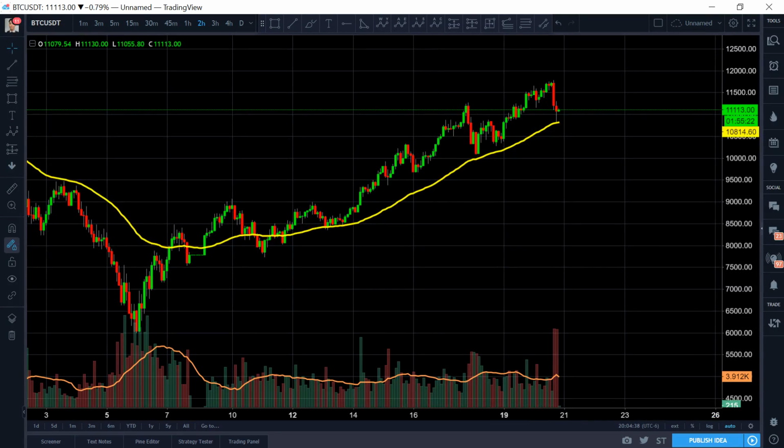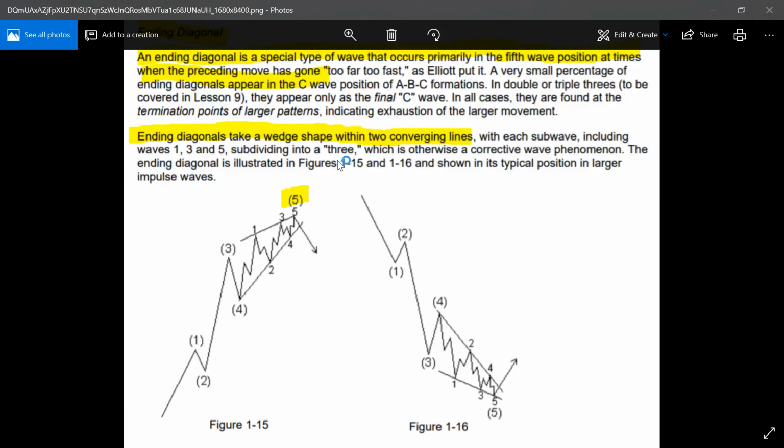I'm just going to pull up my Steemit here to review what we were talking about last time. I'm just going to save the picture and we'll go from there. So, I was talking about this right here possibly being the end of the wave. And the way we talked about it was like this. We wanted to go over some theory, such as an ending diagonal, which is a special type of wave that occurs primarily in the fifth wave position at times when the preceding move has gone too far too fast. These ending diagonals are also known as a bearish rising wedge. And when these rising bearish wedges break, they usually retrace into the wave 4 territory right here.